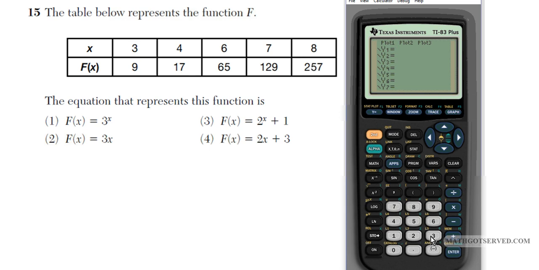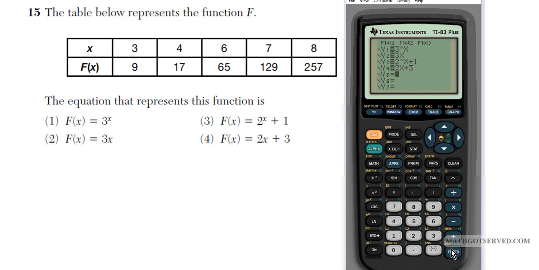So we're going to enter the first function into the calculator. For y1 is 3 to the x. Now the hard thing about this method is you need to know how to enter these functions with 100% accuracy. Okay, if you enter it incorrectly, then your outputs will be incorrect. The second function is 3x. Enter. The third function is 2 raised to the x power plus 1. And then the last one is 2x plus 3.